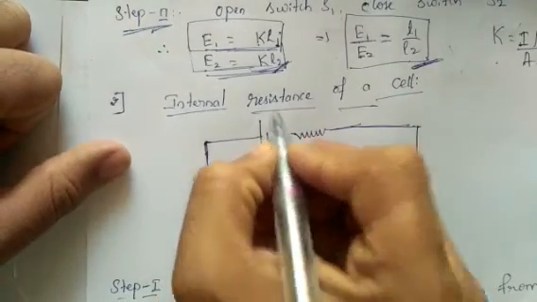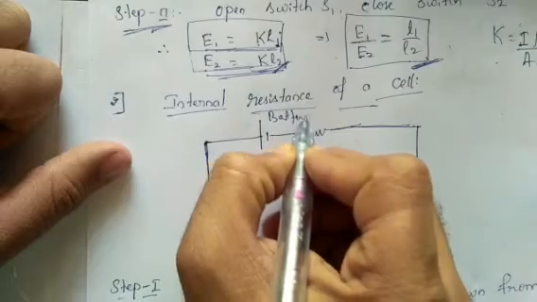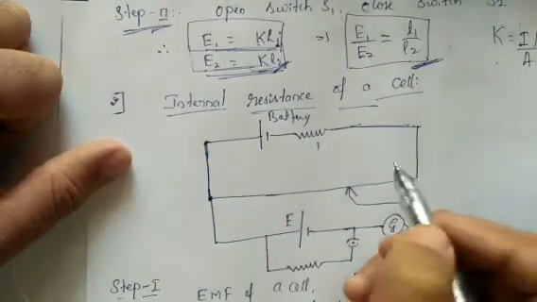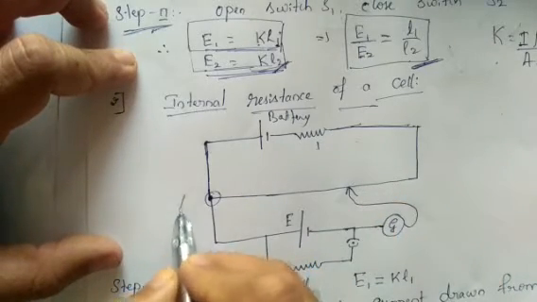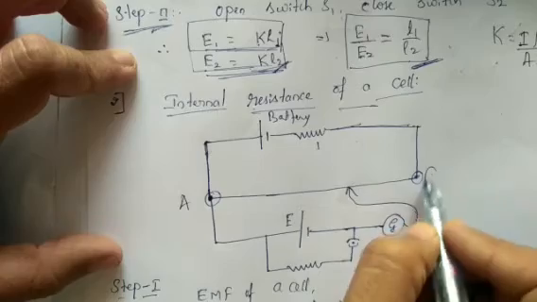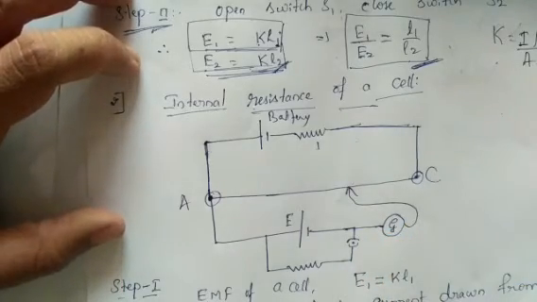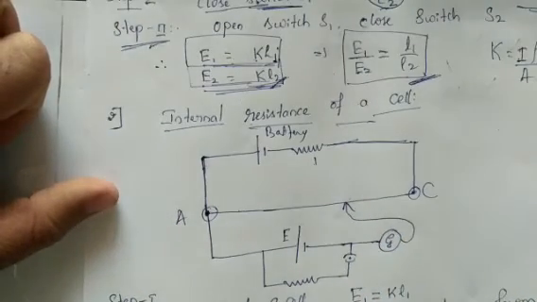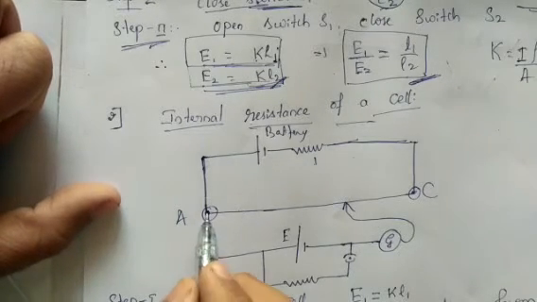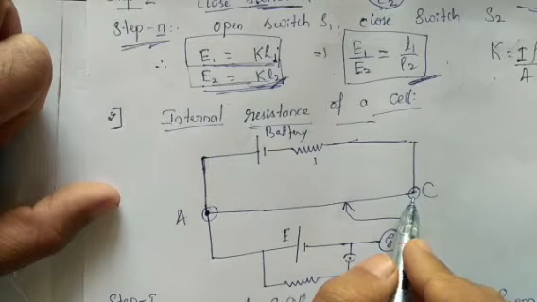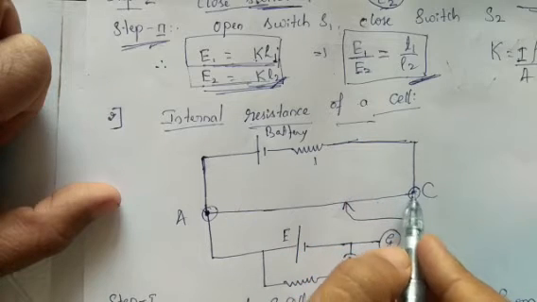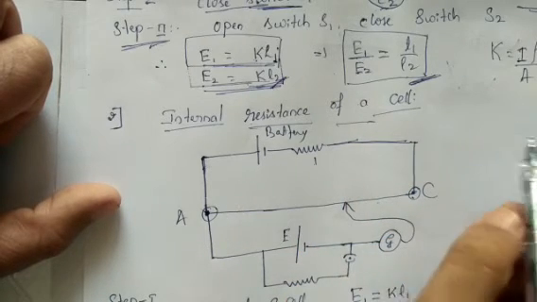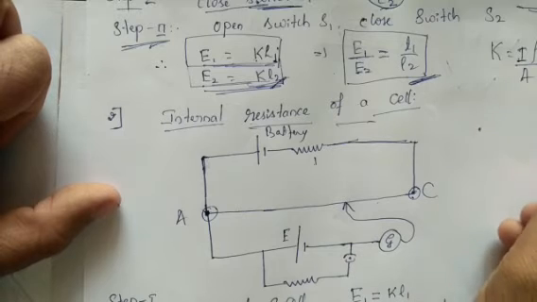So here this is what we observe: a battery, and here one external resistor. Now this battery arm has been connected between point A and point C. As with the Wheatstone bridge or the meter bridge, between point A and point C we always consider the battery arm. So that is the reason we connected the battery arm between point A and point C here.